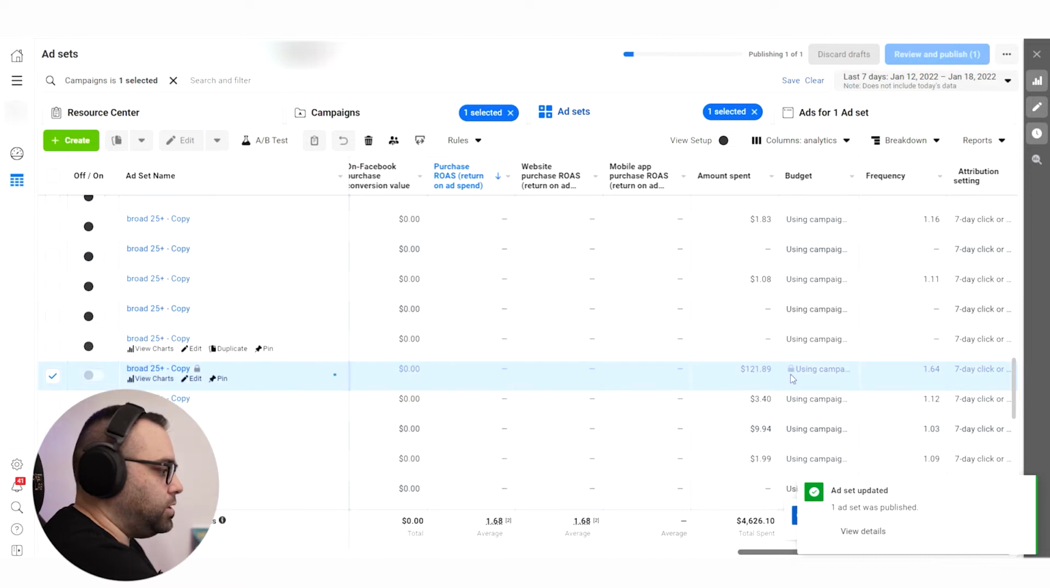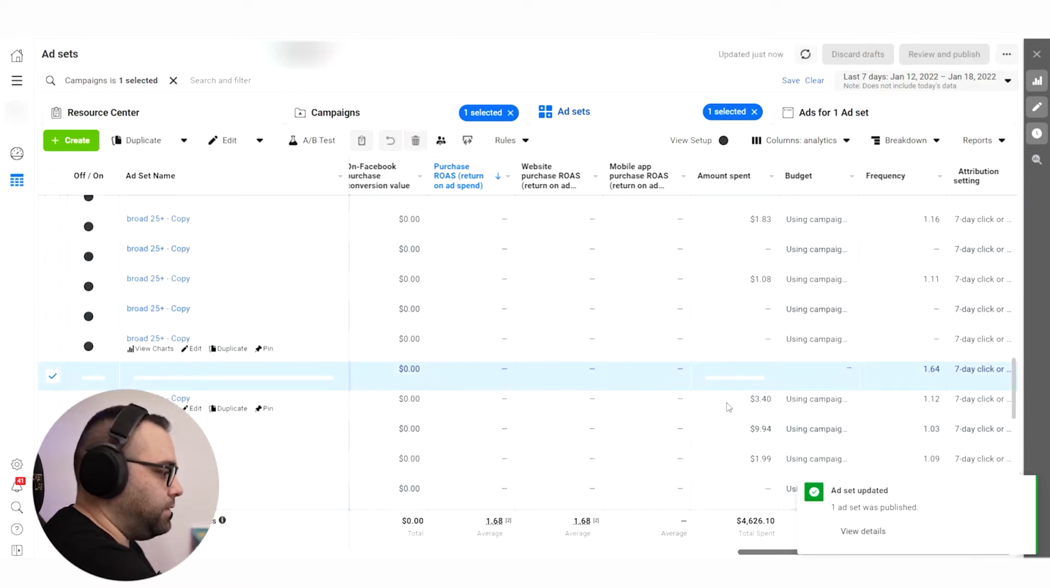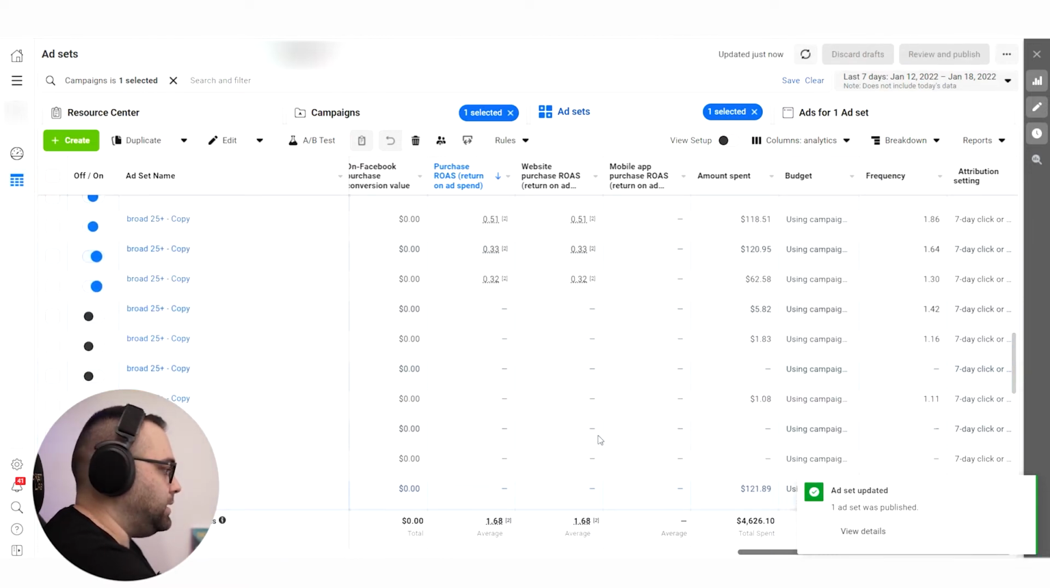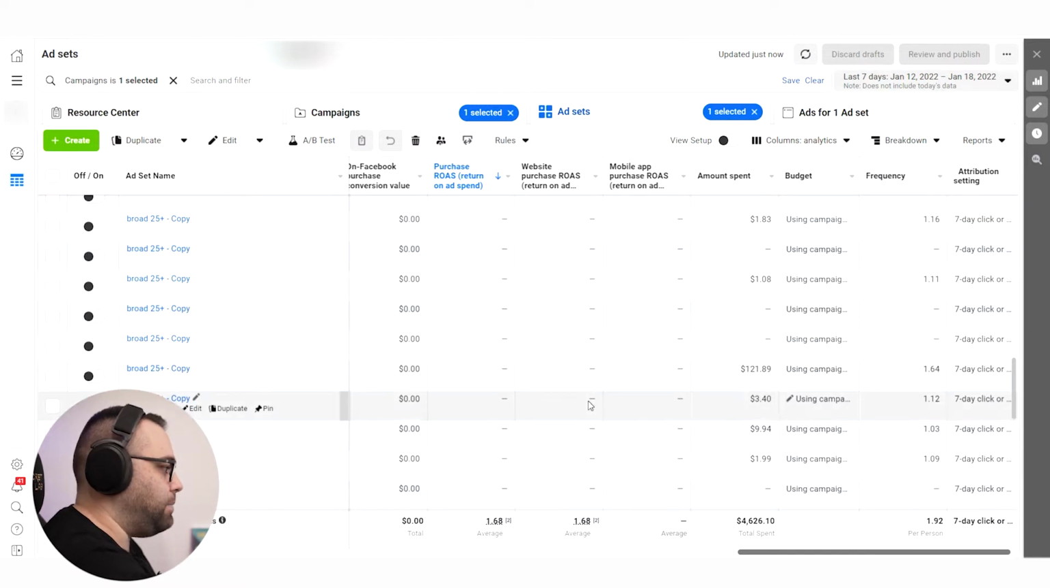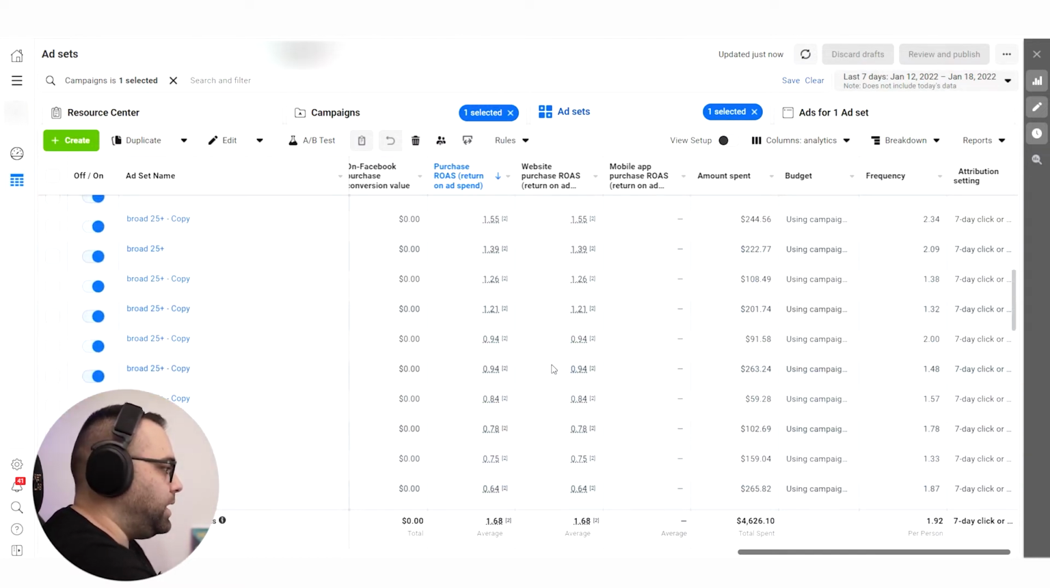We can see that this one is also a bad ad set that is not having any results by spending this amount of money. And by the way, don't be amazed by that. If you're having big budgets in campaigns, these things can happen in one day. Okay, and we're having some results.